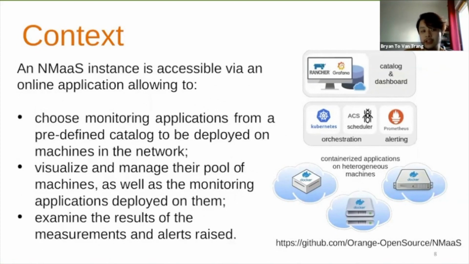Through online applications, an NMaaS solution caters to many functionalities. First, one can choose which monitoring applications to deploy from a catalog over their machines in the network. Then one can visualize and manage their pool of machines, as well as the applications that are hosted and running. Then, once these applications have finished retrieving the measurements, one can examine these results and raise alerts if necessary.